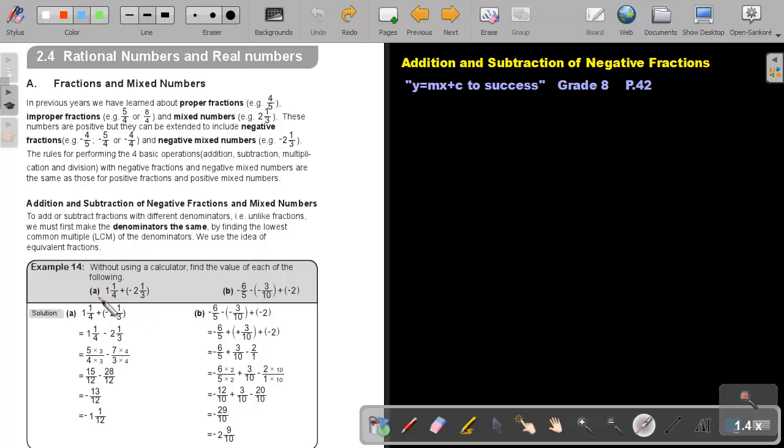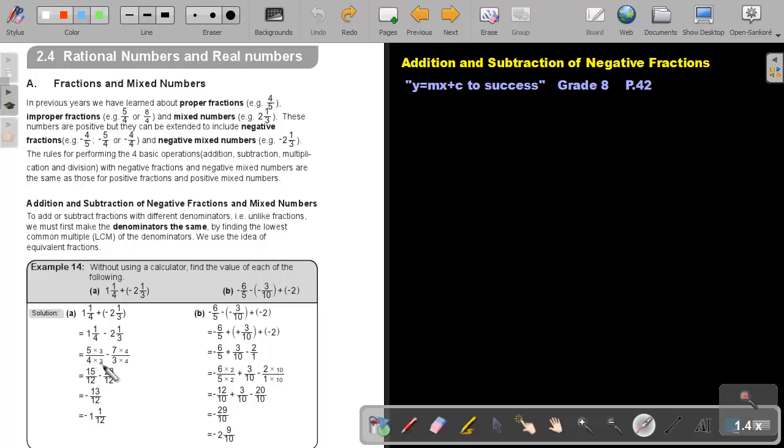So let's look at the two examples. Without using a calculator, find the value of each of the following. Now there, due to the fact that it's an addition, you can basically just go on without changing anything. I prefer to take it to improper fractions. So in this case, because of the addition, we can rewrite it by just writing the negative sign. Then make it an improper fraction. So 1 times 4 is 4 plus 1 is 5 over 4. Then 2 times 3, that will be 6, plus 1, it will be 7 over 3.